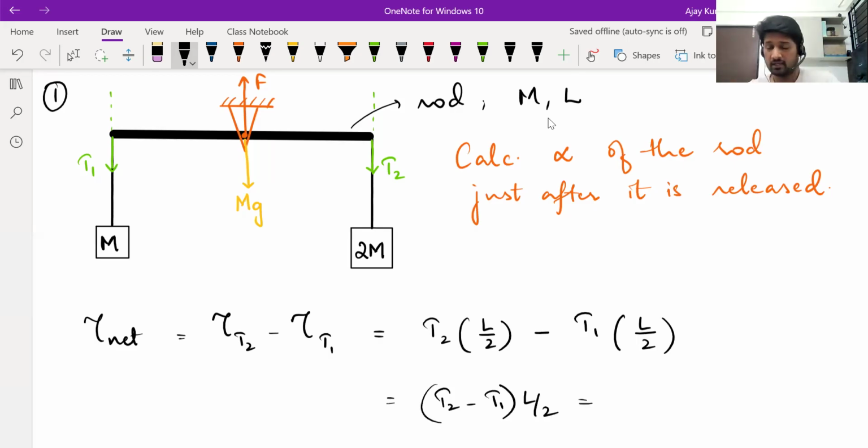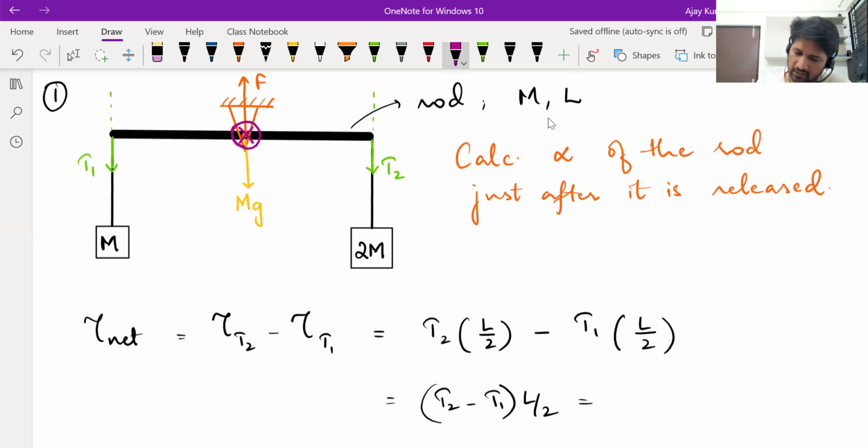So (T2 minus T1) times L/2 is equal to I alpha. Now, when applying tau net equal to I alpha, I told you, you need to be very careful about whichever axis you are calculating the torque. About the same axis, you must take the moment of inertia. Now, this is the axis about which the torque was calculated.